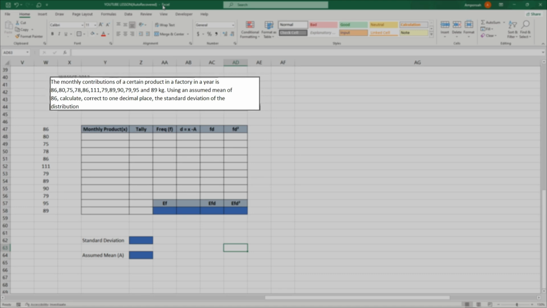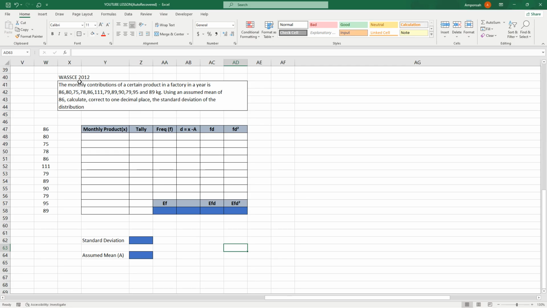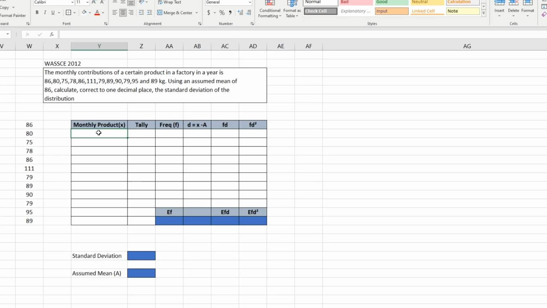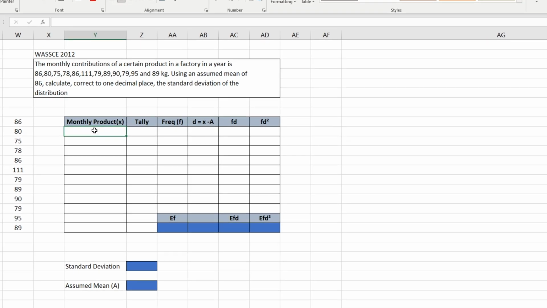So this is a simple question. Over here, we have our table containing the monthly product, our tally, our frequency, our deviation, FD, and then the FD square. And these are the numbers that we were given, 86, 80, 75, and so forth. As usual, we are going to get them sorted, and then find the individual values. So in our monthly products, we're going to use the SORT to arrange them, and then the UNIQUE to get the individual values.